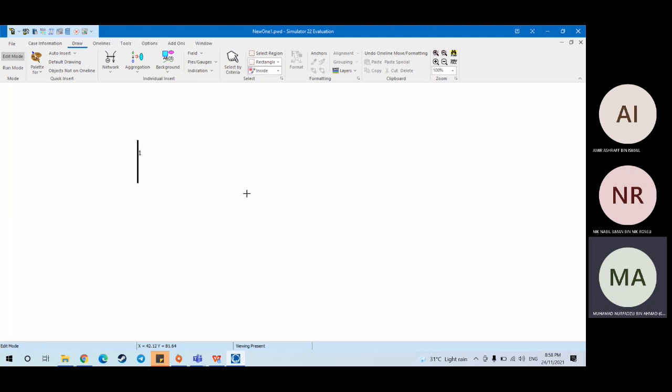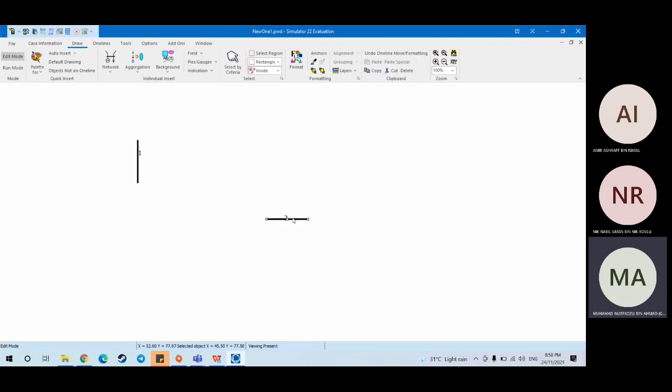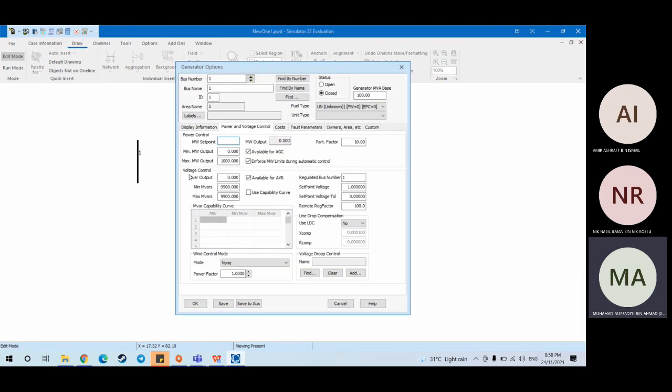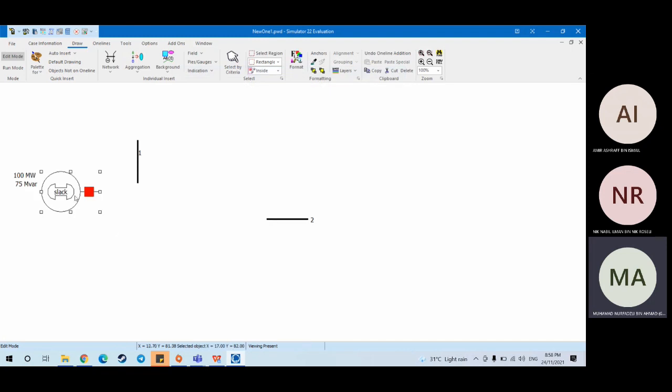Now we insert the second bus. The value of nominal voltage is the same, and the orientation is right. Okay, now we insert the generator. For the generator, the megawatt is 100 megawatt and 75 megavar. And display information left. Okay.